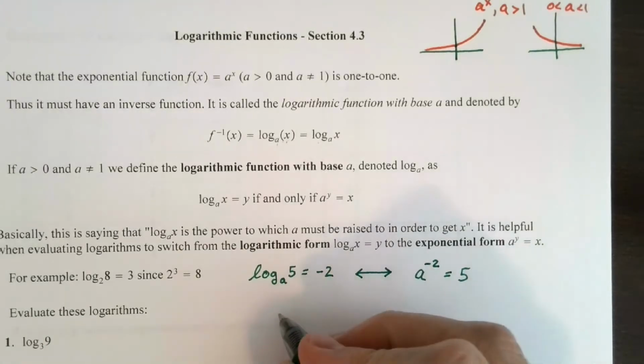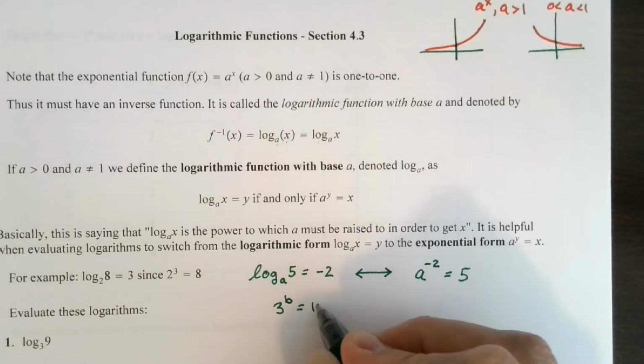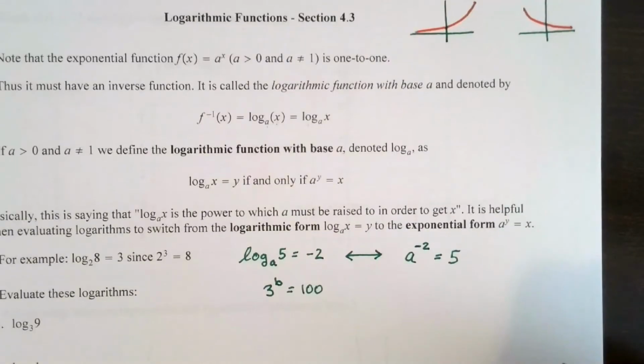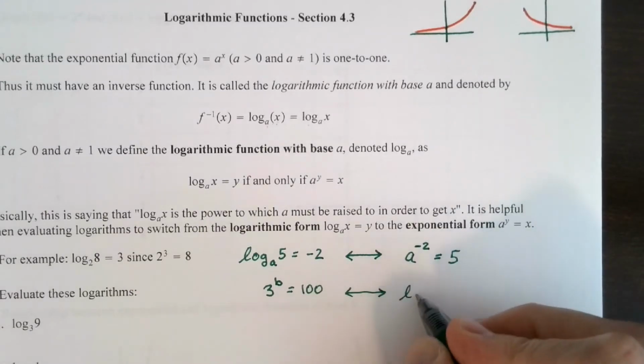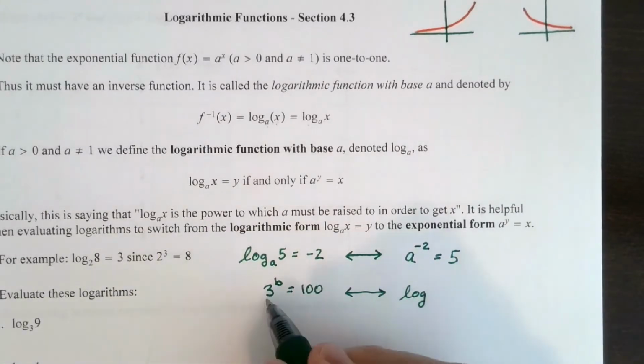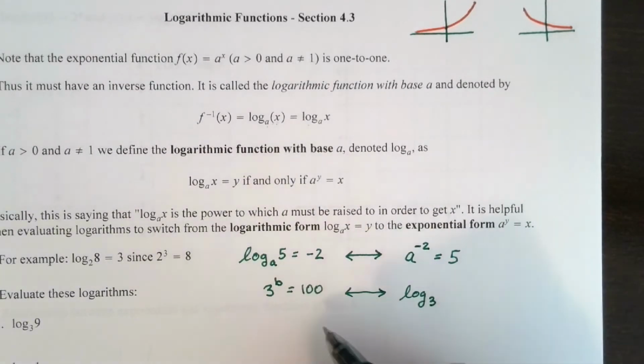Okay, here's another one. What if I have 3 to the b power equals 100? That's the exponential form. Can you write that in logarithmic form? Well, log base what? What's the base? The base is 3. So log base 3 of what?